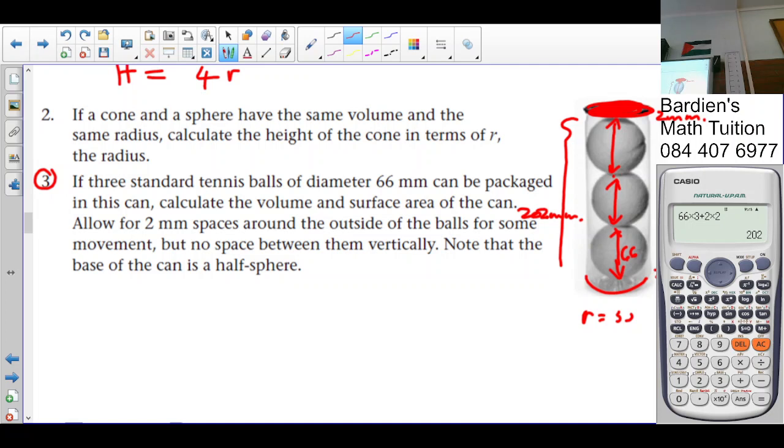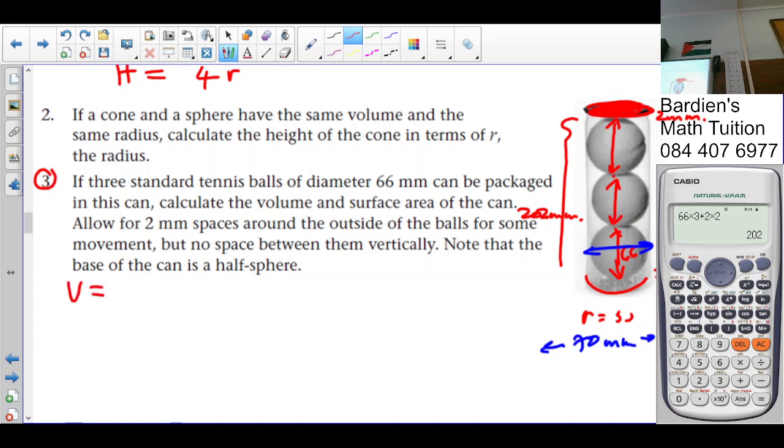But if this is the case, then the height of the can is 202, to my understanding. What else am I missing? When they say the 2 millimeters around, I'm still getting to that. Now, this is the radius of the ball, but across the can it's going to be 66 plus 2 on either end, which is 70. Is that correct? So that is 70 millimeters across on the can. Okay, I was getting there.